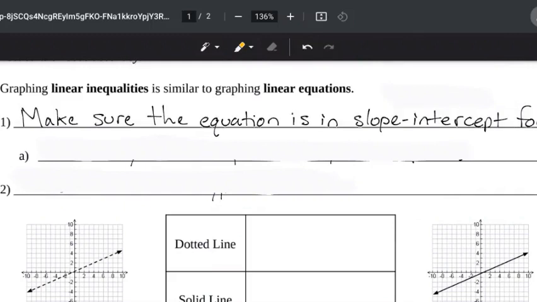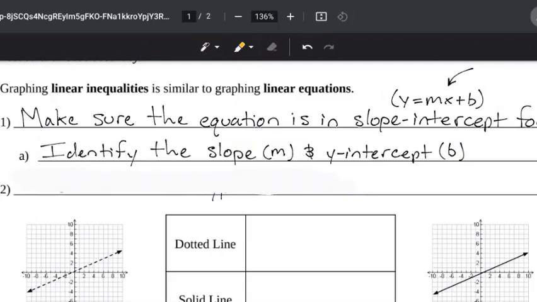Step number 1, make sure the equation is in slope-intercept form. So we have practiced this a lot. Slope-intercept form, as a reminder, is y equals mx plus b. So we want to get y by itself, solve for y, get into that slope-intercept form, and then identify the slope and y-intercept. Once we identify that and mark it down, we are almost ready to graph.